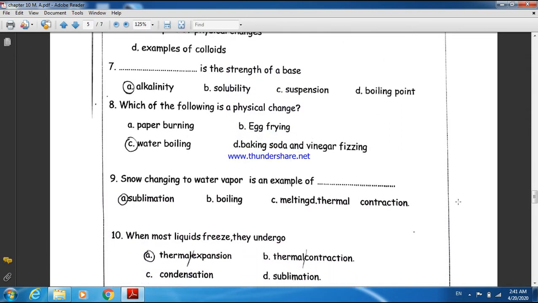Number 7 is the strength of a base. The strength of a base is alkalinity. If it's an acid, you write acidity. Acidity is the strength of the acid, but alkalinity is the strength of a base.